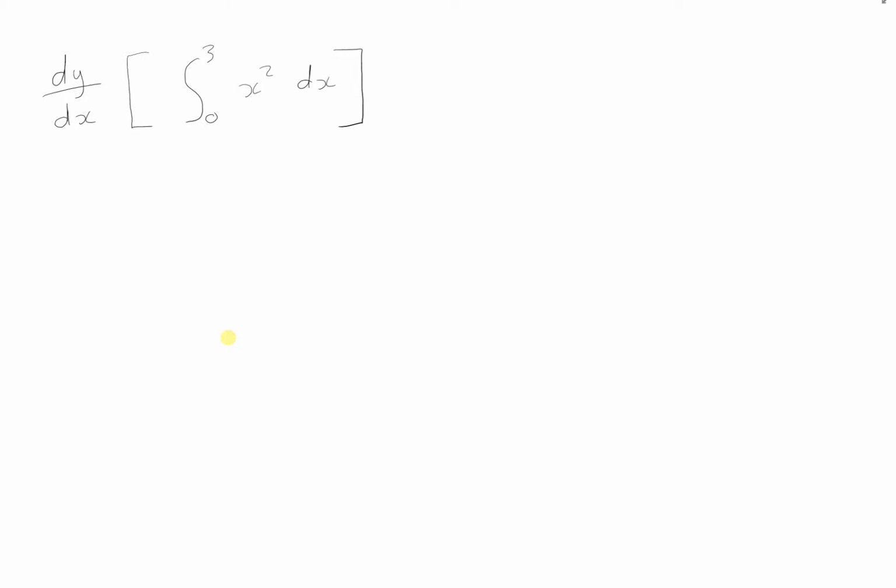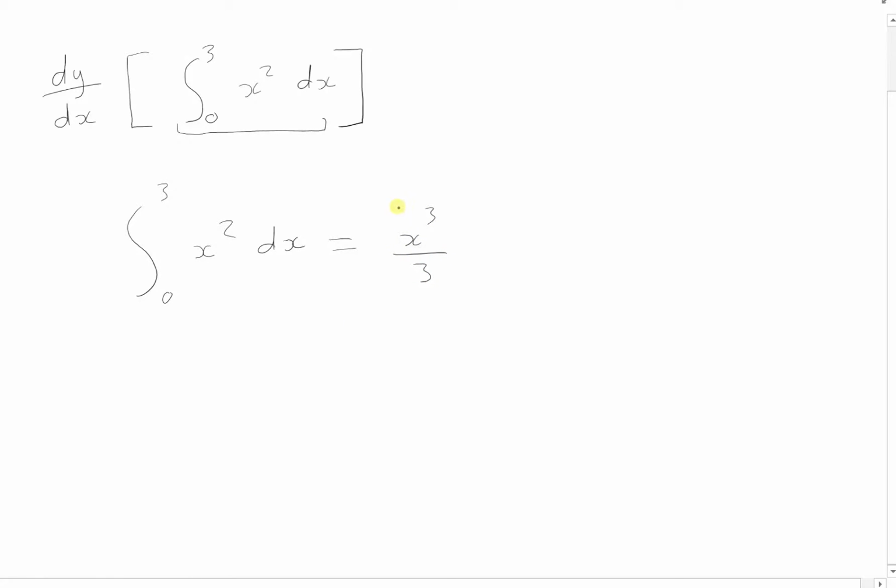Okay, so the secret to do this problem here is to always deal with whatever's inside the parentheses first, or the brackets first. In this instance, this is the integral from 0 to 3 of x squared dx. So deal with this first. Do the definite integral of this. Okay, so we know that this is just going to be x cubed over 3, and this is going to be from 0 to 3.